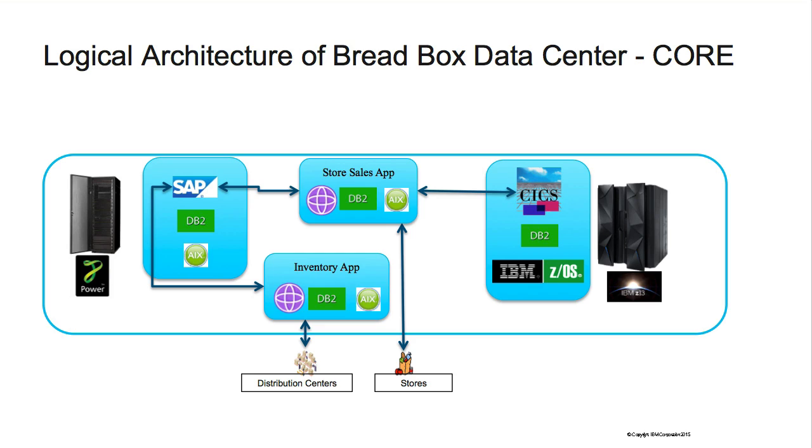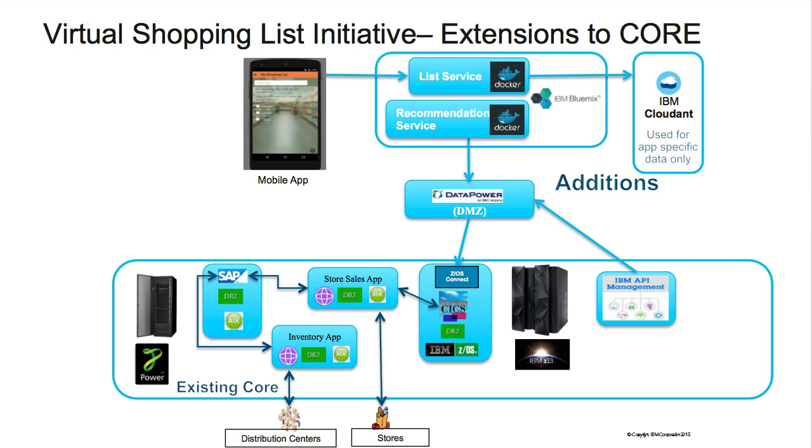Here's the logical architecture of Breadbox data centers with the infrastructure needed to support a large retail grocery store chain, their commerce and logistics. Breadbox Groceries decided to implement Virtual Shopping List as a hybrid cloud architecture with the elements supporting the mobile application, the list service and recommendation service being Docker containers in IBM's Bluemix, backed by an IBM Cloud database for the persistent data for the application, but connecting through DataPower and z/OS Connect to the on-premise CICS and DB2 on the mainframe.